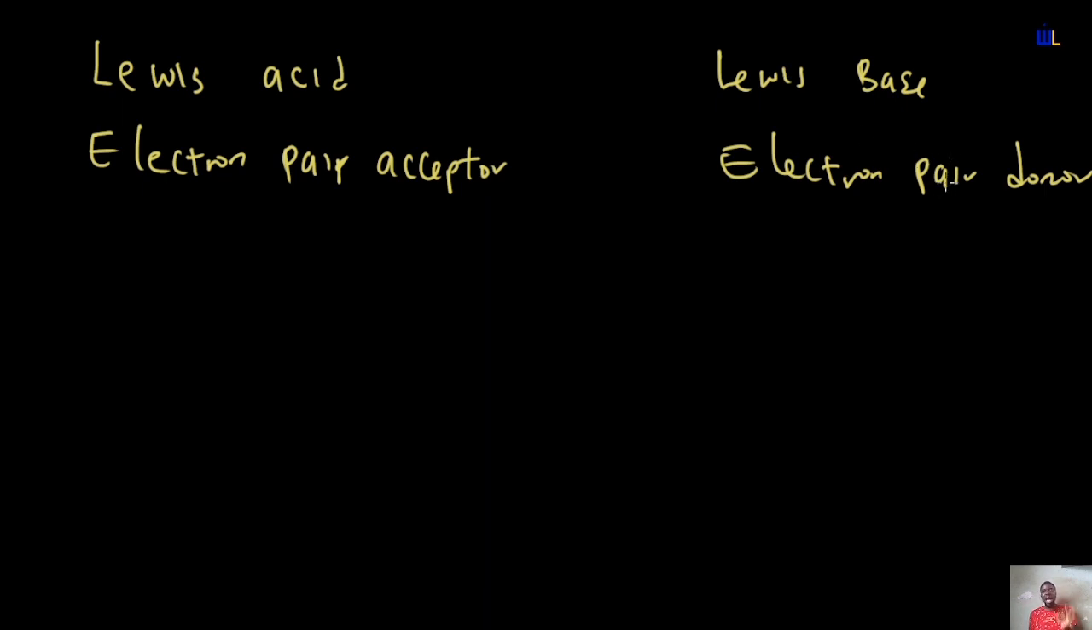Any substance that has a lone pair of electrons can act as a Lewis base, because for you to donate an electron pair, you must have that pair of electrons, and that's what I mean by the lone pair.